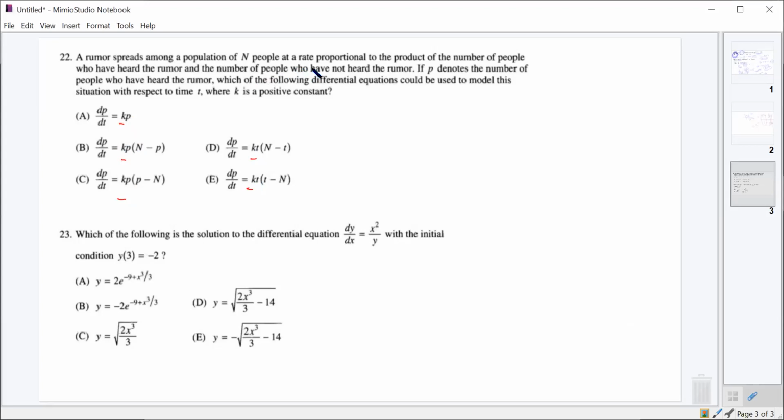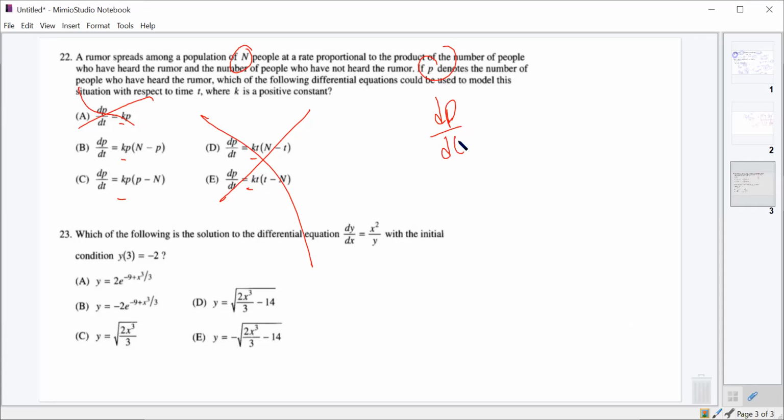Well, that means that if P is the number who have heard the rumor, and capital N is the total number of people, that means that our differential equation should involve both a lowercase p and a capital N, which none of those three do. Right? So it's only B or C that we could possibly be having as our answer here.